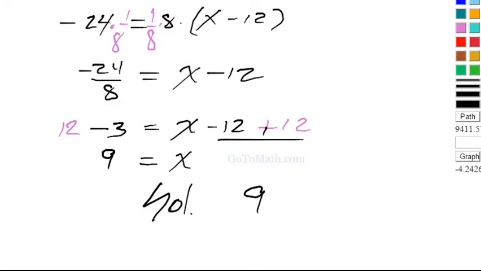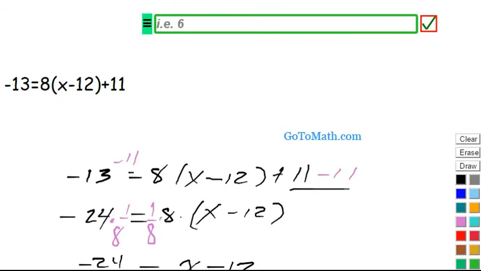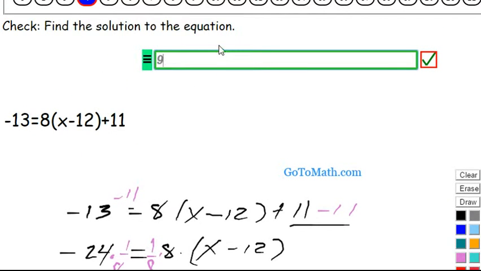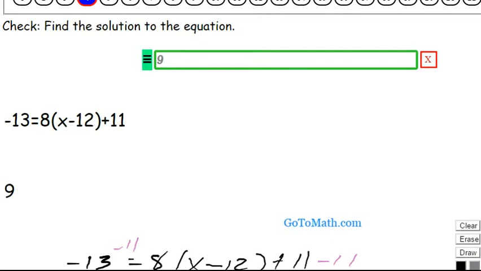So the solution is 9. Now you can always check your work by putting a 9 in up here, right? 9 minus 12, multiplying that by 8, adding 11, and you should get negative 13. 9 minus 12 is negative 3, times 8 is negative 24. Negative 24 plus 11. We're going to find out here in just a second. Correct. Answer 9.